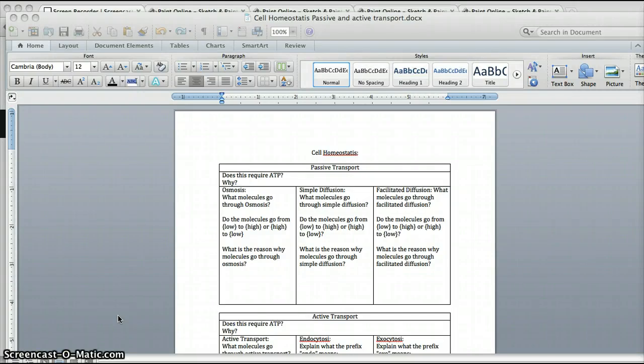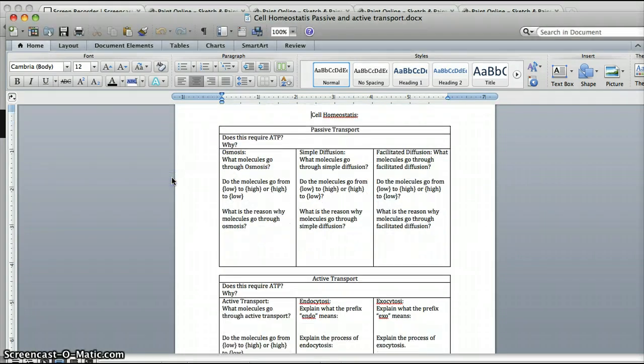The last part that we're going to talk about is cell homeostasis. Now, cell homeostasis has both a passive transport and an active transport. Now, a passive transport, does this require ATP? And if you remember correctly, ATP is also known as energy. And in passive transport, it does not need energy. Why doesn't passive transport need energy?